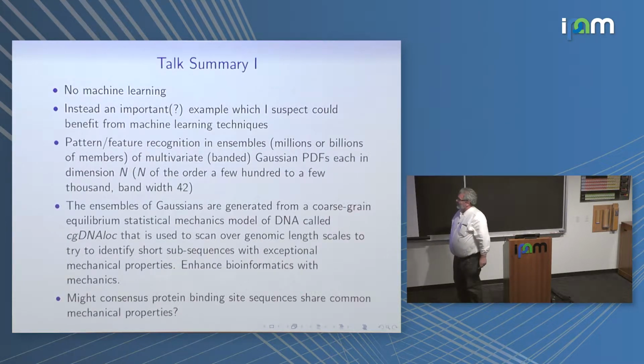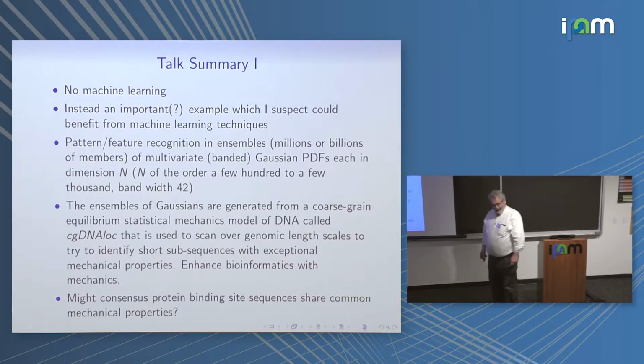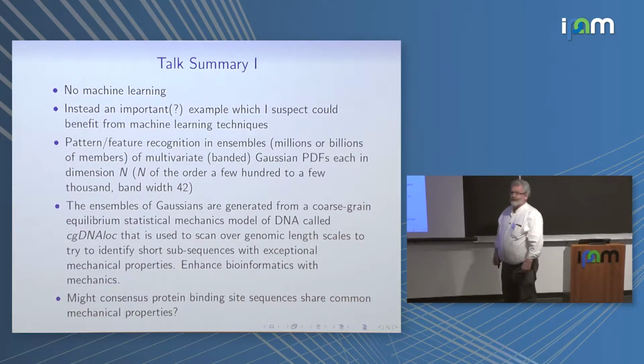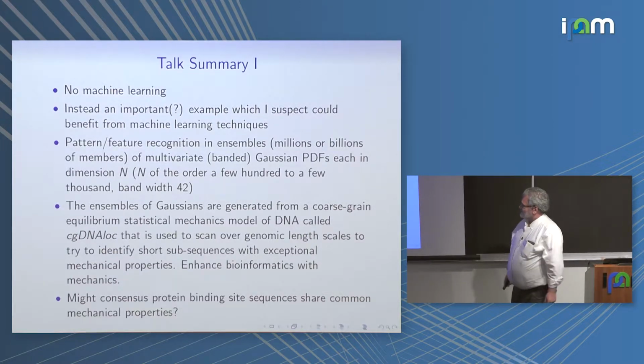Right, so summary. Statement 1: no machine learning. I'll thank the organisers and you can blame them. On the other hand, because I don't know anything about machine learning, I want to present an example, important question mark, though whether something is important is rather subjective, which I suspect could very much benefit from machine learning techniques. So I want to explain the problem, and then maybe if somebody's interested.